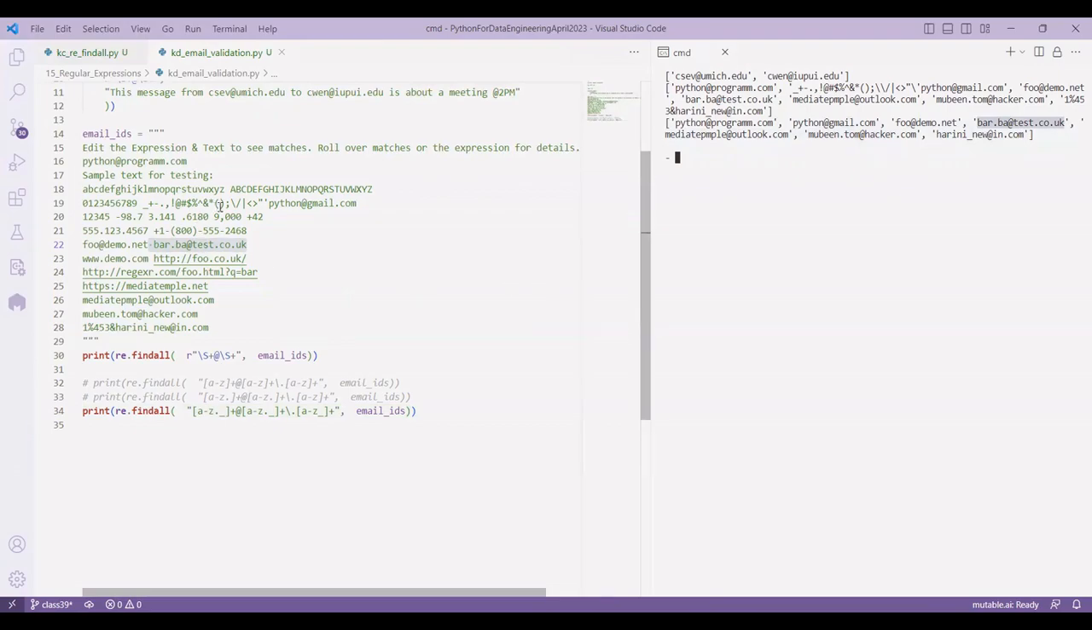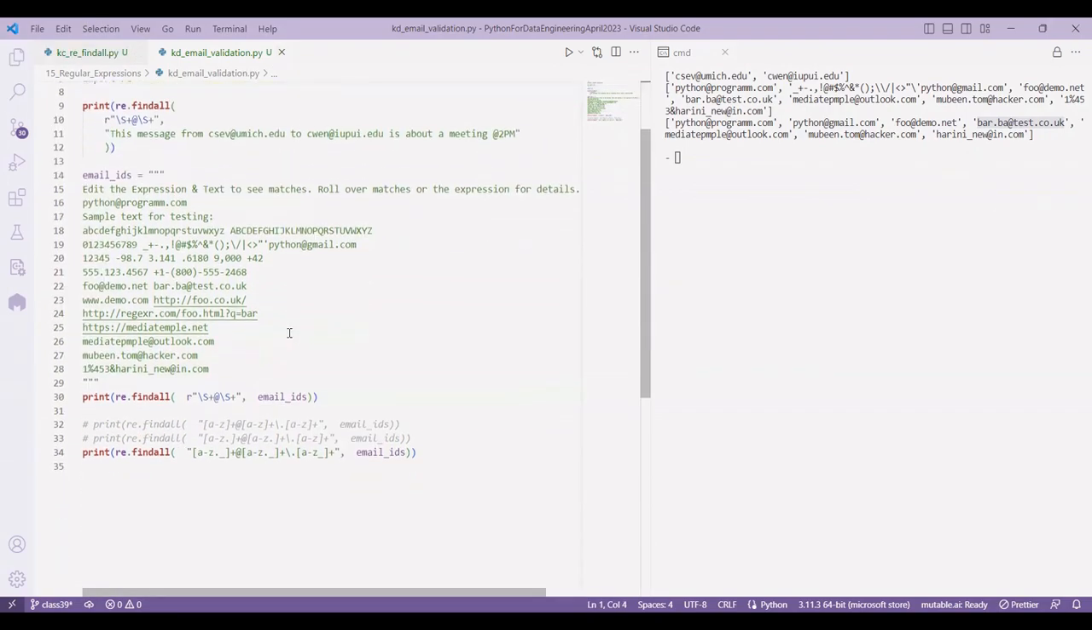And is there anything else which is pending? Python at the rate of program.com, so the first one you got. Python at the rate of gmail.com, this is the second one. In the third line, fourth line, the next foo.bar, demo.bar at the rate of test.co.uk. Then websites, this media.com, Outlook, and so on, fine. At the same time, okay, what if the user has added two more email IDs?